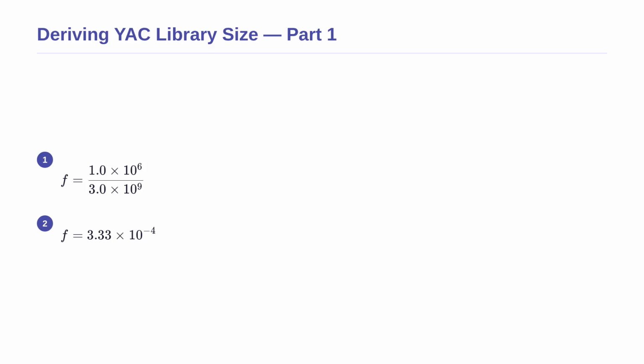Just like before, our first step is to calculate the new fractional size of the genome carried by a single vector. We divide the YAC's massive insert size of 1 million base pairs by the total genome size of 3 billion base pairs. The resulting fraction is 3.33 times 10 to the power of -4. Notice that this fraction is nearly an order of magnitude larger than the fraction we calculated for the BAC. Each individual yeast cell is now carrying a much larger, more comprehensive chunk of the animal's genetic blueprint.